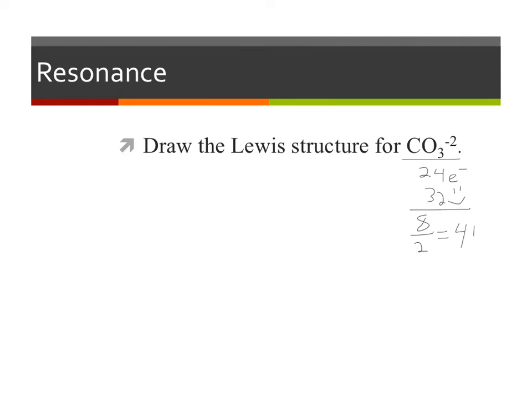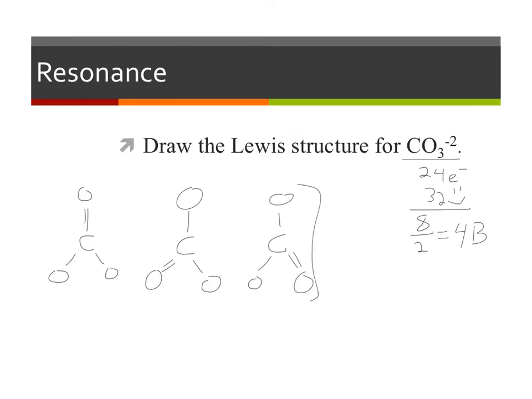We get 4 bonds. So 4 bonds with 3 atoms around the carbon means we have extra and we get resonance. So we get double bonds here. So the carbon's going to go in the middle, oxygen's on all the outsides, and I have a 4th bond. So where does it go? Well, it can go there, or there, or there. And if you were paying attention on the last one, we say it actually goes to all 3.